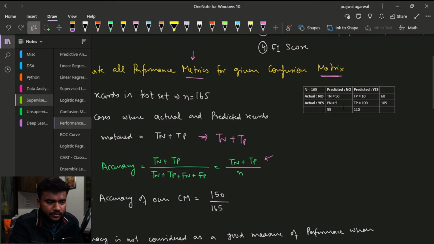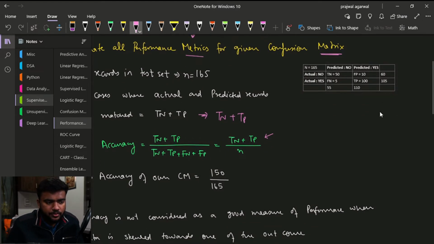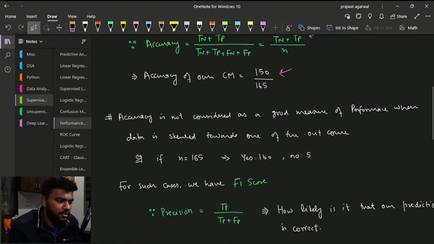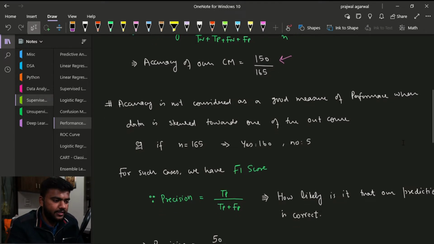If this is the confusion matrix that we are taking into consideration, then the accuracy is going to be 50 plus 100 divided by the total number of records, which comes out to be this particular expression. But accuracy is not considered a good measure of performance, especially when the data is skewed towards one of the outcomes. Suppose your data has 165 records and 160 of them are yes and only 5 are no. In such cases, accuracy is not going to be a good measure of performance.